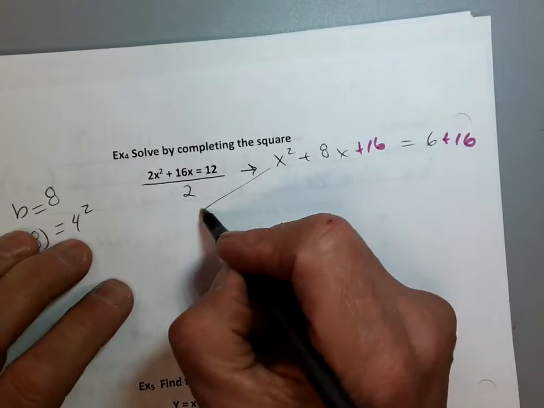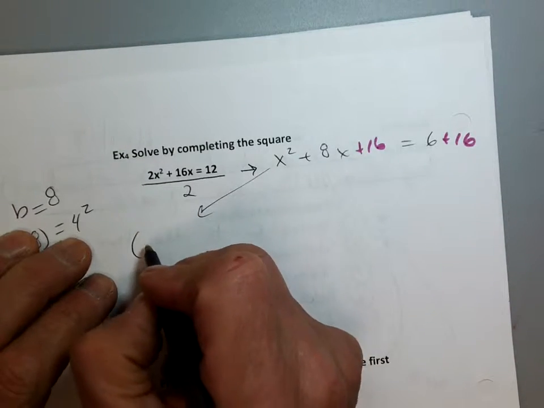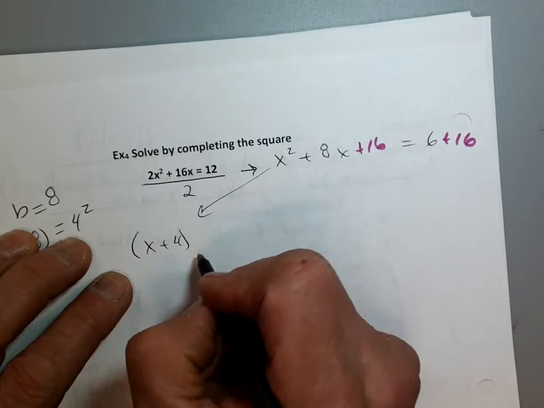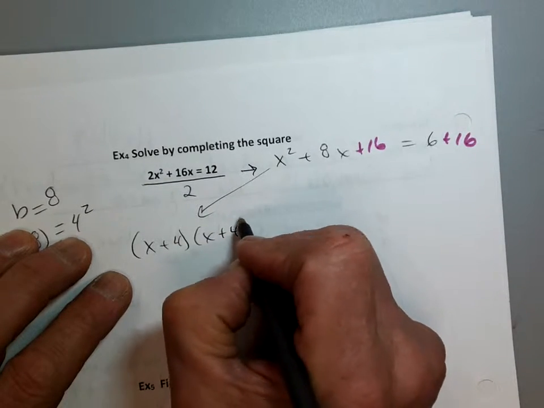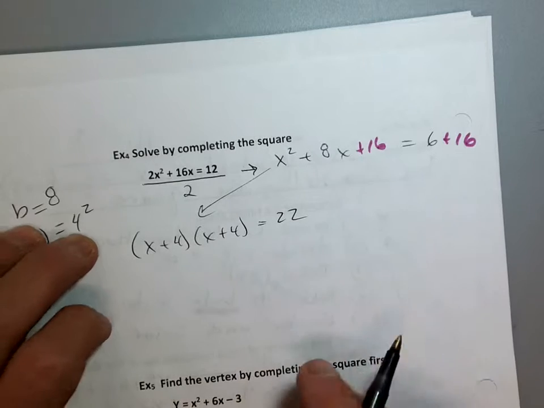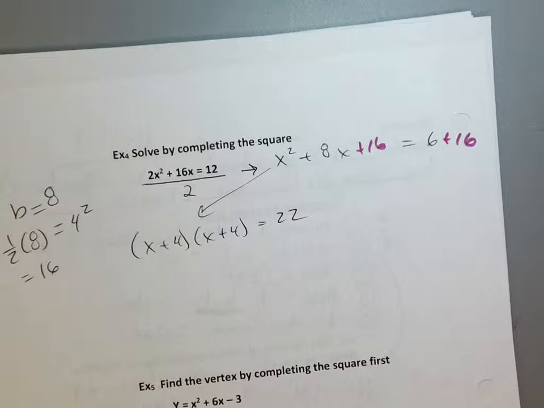So bring this over here, so I'll have x plus 4 squared equals 22. How am I doing? Okay, this is kind of complicated, but if you can do it in your head, it's even easier, right?